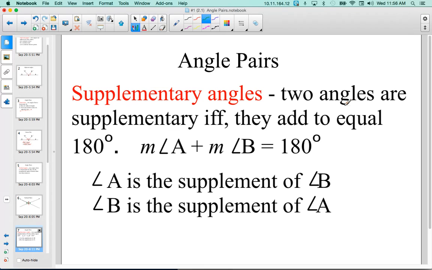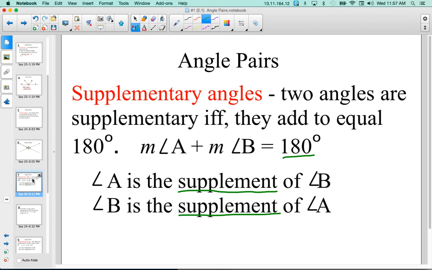Supplementary angles. You guys probably recognize this term. Two angles are supplementary if and only if they add to equal 180 degrees. So if the measure of angle A plus the measure of angle B is 180, then they are supplements of one another. A lot of times we'll ask, what is the supplement of a specific angle? We're asking what the angle measure needs to be for both angles to add together to give us 180.